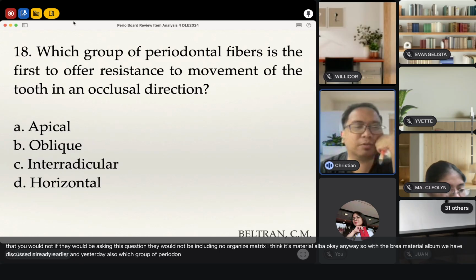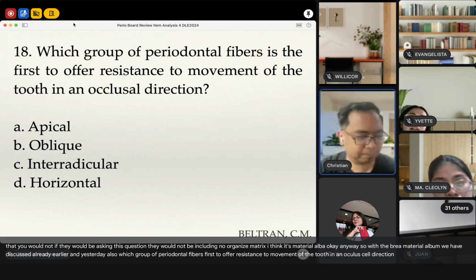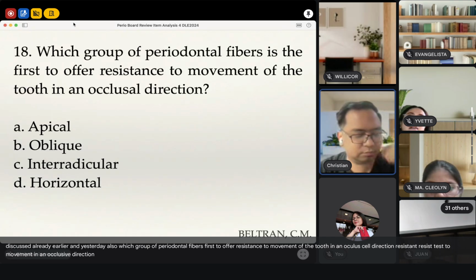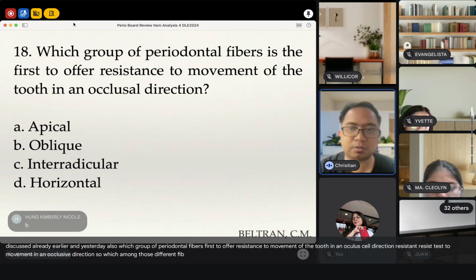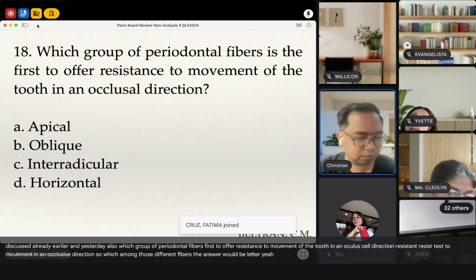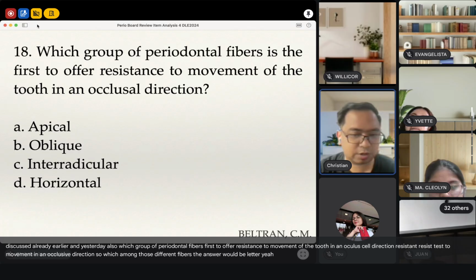Which group of periodontal fibers first to offer resistance to movement of the tooth in an occlusal direction? Resistance to movement in an occlusal direction. So which among those different fibers? The answer would be letter. No. What's your answer? What did you answer?